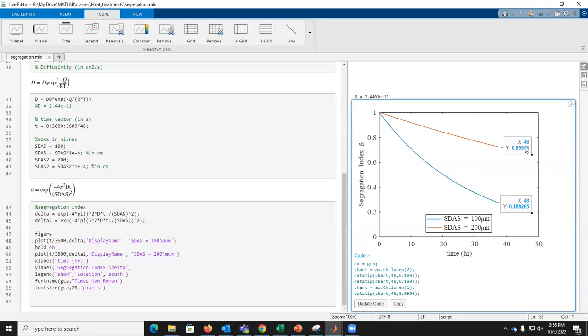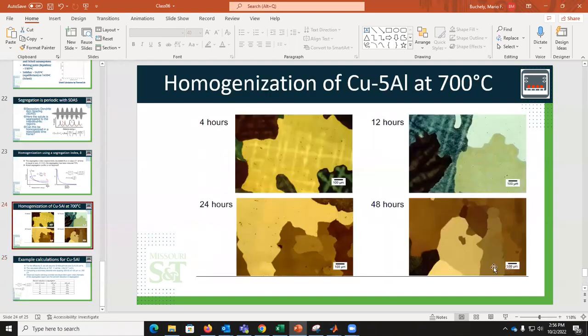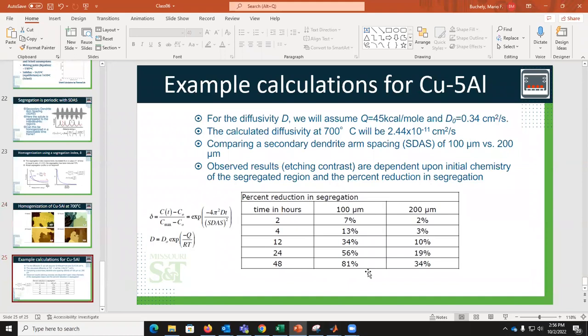In the case of the 88 hours, with this interdendritic arm spacing, we have 66. So the reduction is going to be 34. Sorry, 34. So we can do the same for the different times to account for the level of segregation. Notice that even though it was hard to see in the micrograph, according to these theoretical calculations, we have reduced the segregation significantly for this particular case of 100 microns, but it's still not completely homogeneous. So basically, it's telling us that homogenization takes a long time for these systems.